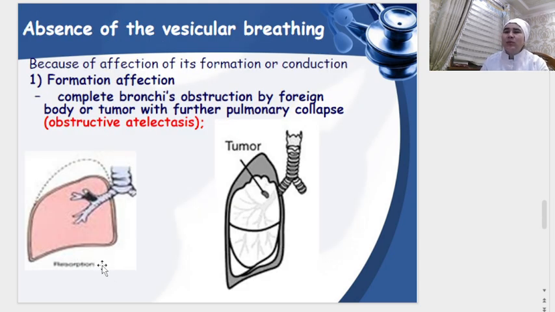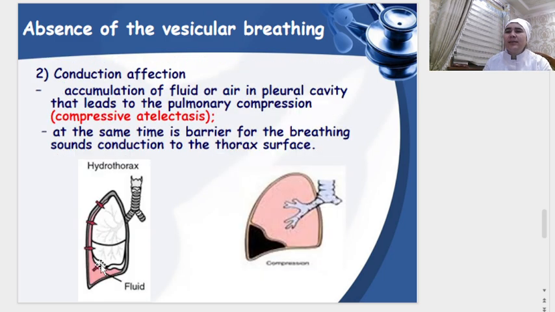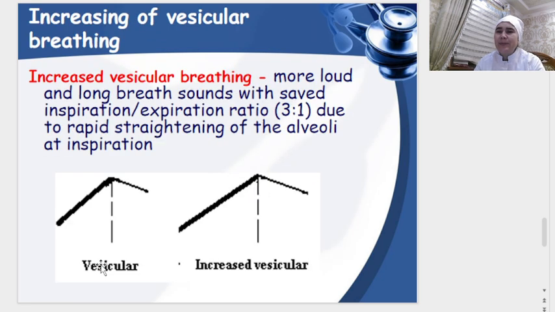Then absence of vesicular breathing because of affection of its formation or conduction. Formation affection: complete bronchus obstruction by a foreign body or tumor with pulmonary collapse. This is obstructive atelectasis. Second, conduction affection: accumulation of fluid or air in the pleural cavity that leads to pulmonary compression. This is compressive atelectasis. At the same time, it is a barrier for the breathing sound conduction to the thorax surface.